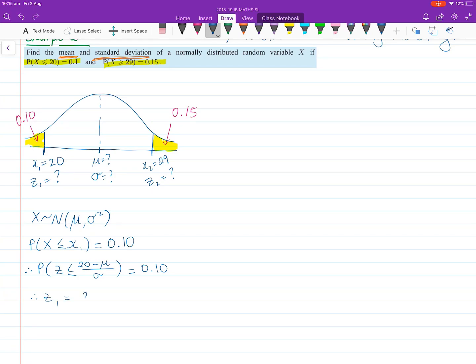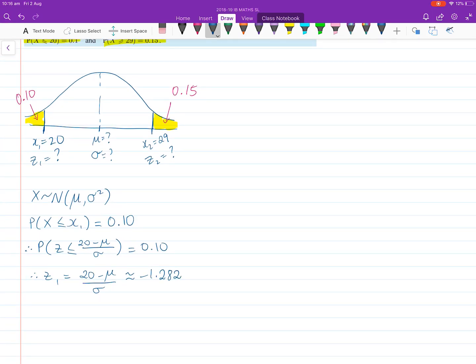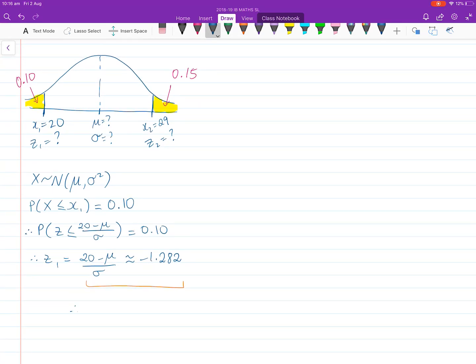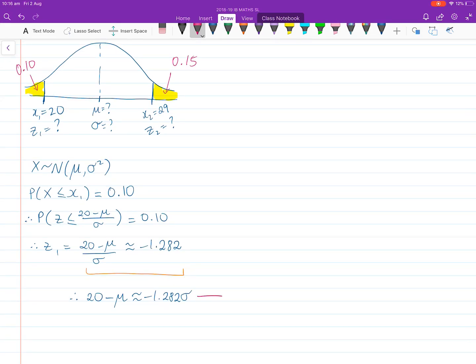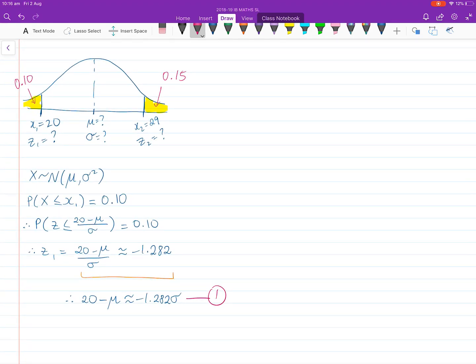And we should get 20 minus mu over sigma is equal to, if you do it in calculator, actually it's approximate because we've got to round it off, about negative 1.282. Okay, and then you just do normal algebra with this part, right? You rearrange, and we should get, therefore, 20 minus mu is approximately negative 1.282 sigma, right? Now we're going to call that equation 1. There's two unknowns there. Let me draw a better sigma for you.